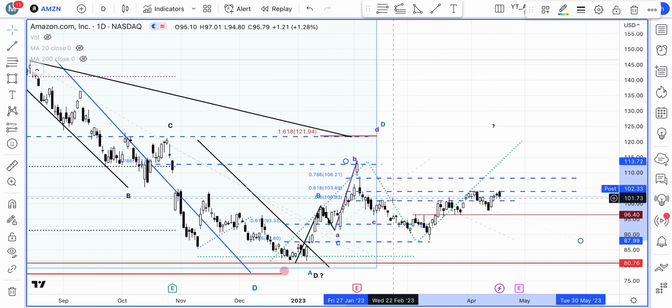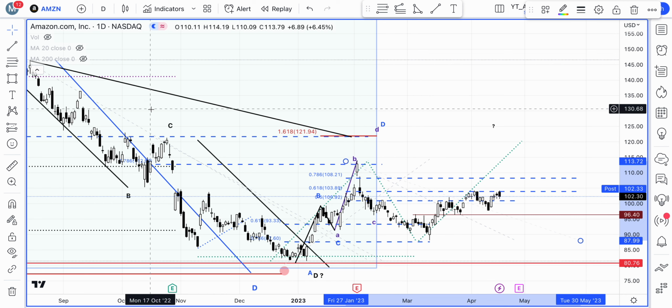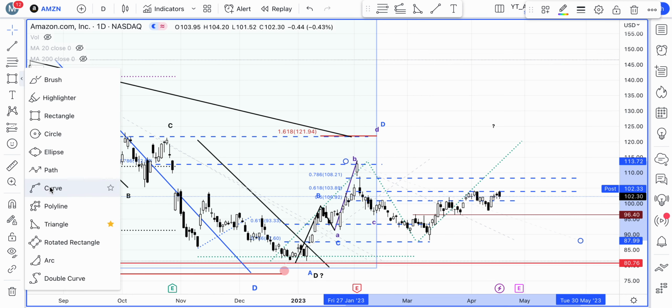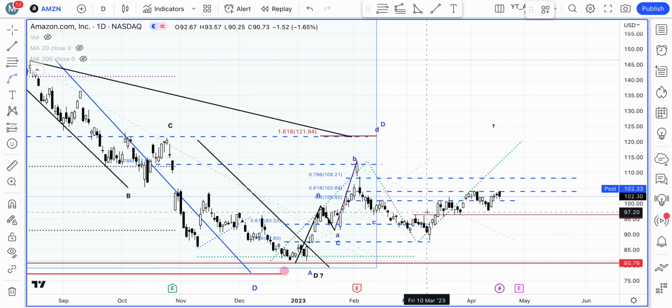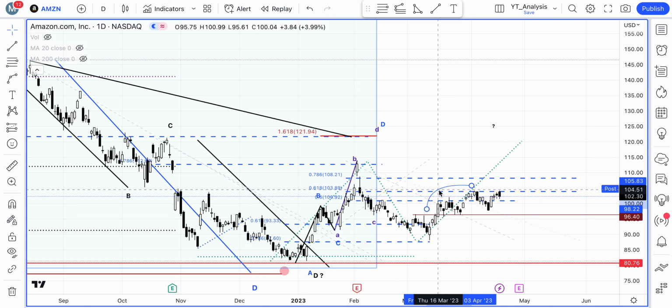So it's possible that there's sort of this H kind of pattern being formed, where the price, if I try to draw it like this, it is here.